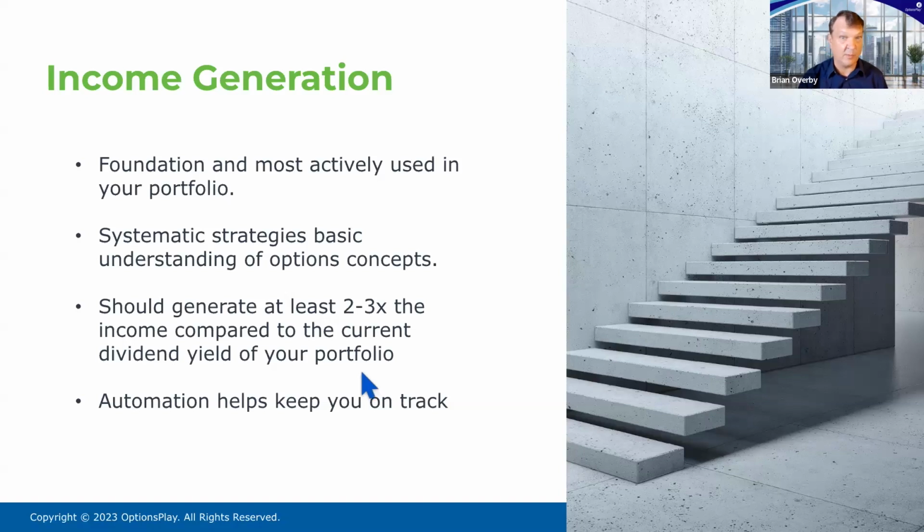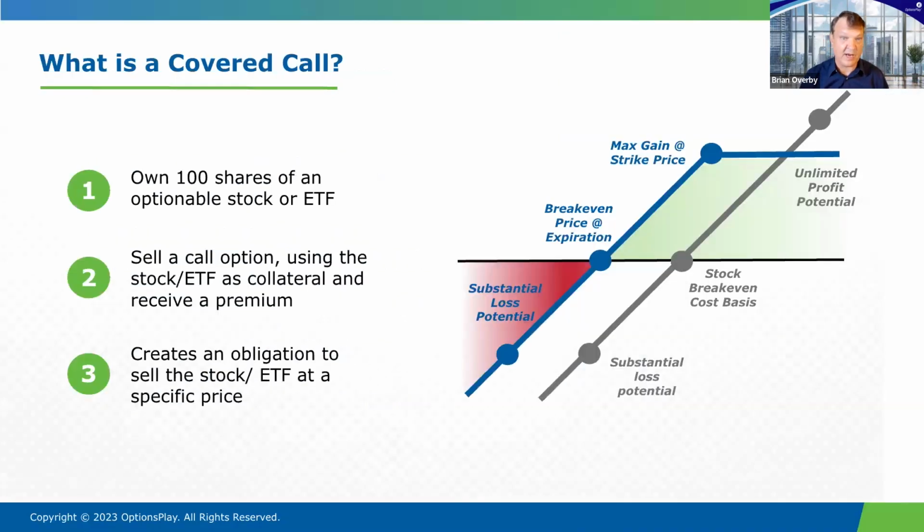And automations will help you keep on track. So we're looking to do this on a consistent basis, every 30 to 45 days out, depending on the underlying stock, and trying to bring in that income above and beyond. So what type of strategies can we use to do that? Well, the first strategy I want to look at is the covered call.